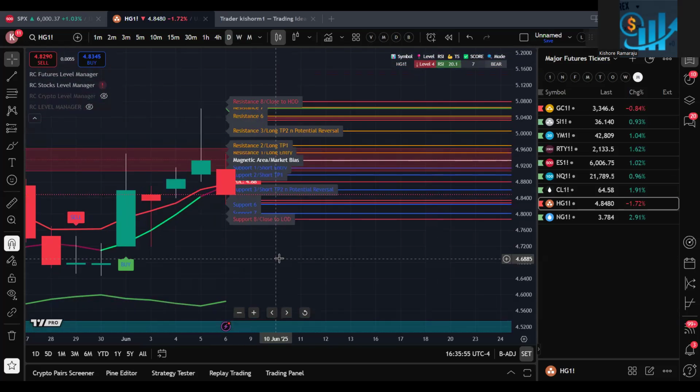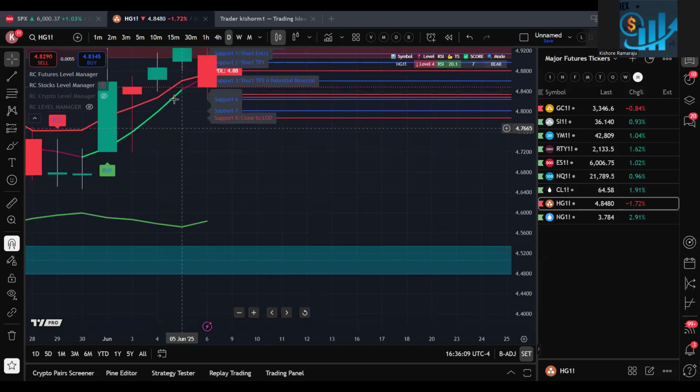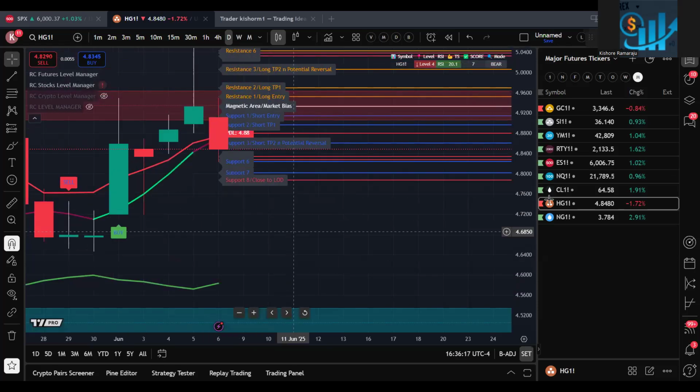So again, to summarize, whenever you want to plan for the next day, you always go and see, okay, where is my open, where is my close? If it is below the magnetic area, then you can expect a downtrend with copper for the next 3, 4 days. Until it goes here, you can mainly focus on the sell signals for the next 3, 4 days.